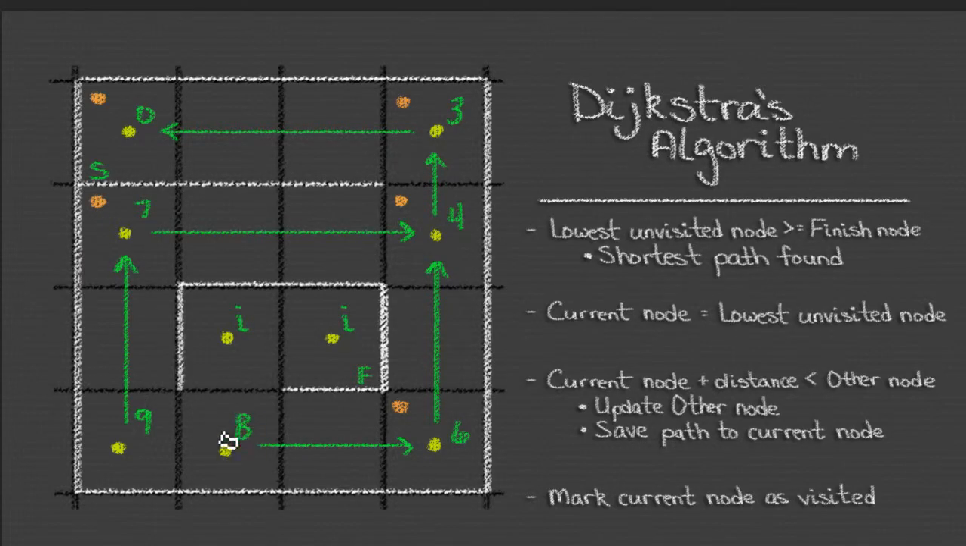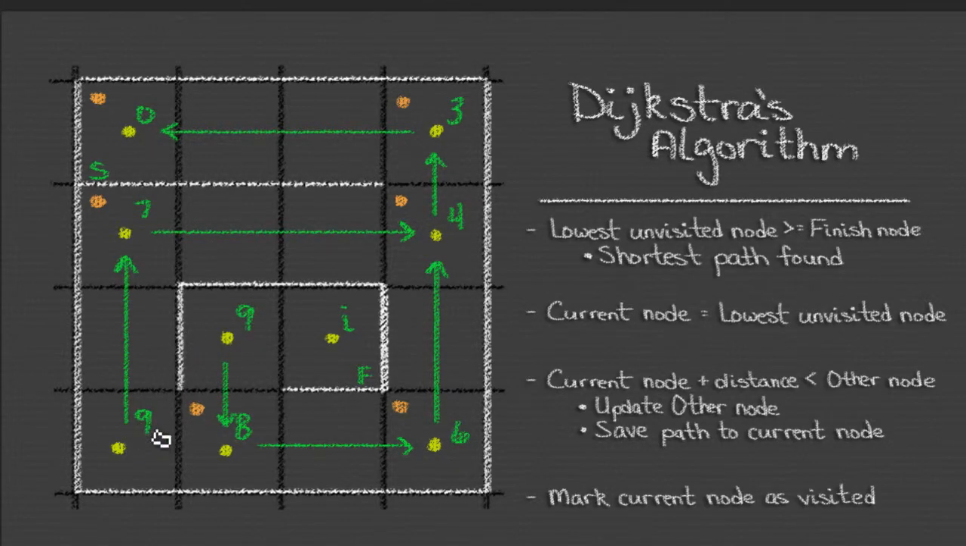Do the check again. 8 greater than or equal to infinity? No, so we are going to set as current. 8 plus 1 equals 9. 9 is not less than 9, so we're not going to update this or reference it back to 8. 8 plus 1 equals 9. 9 is less than infinity though, so we will update that number and reference it back. That's all the nodes that this one's connected to, so we'll mark it as visited.